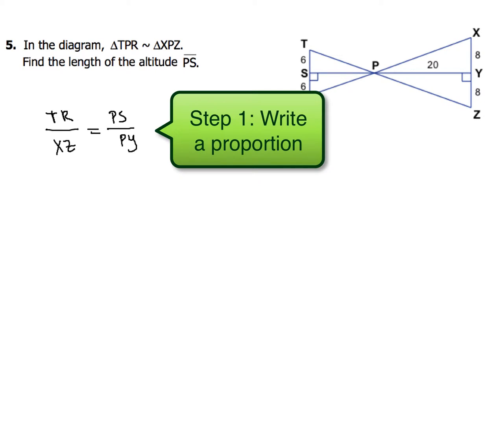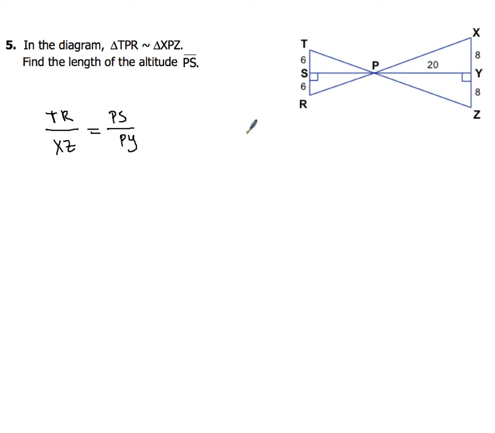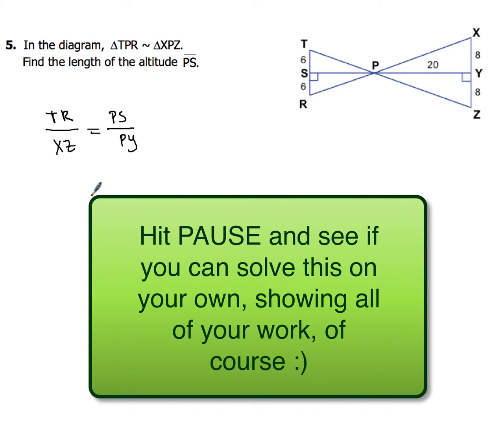Now here's the proportion I'm going to set up for this problem. Because we're told that the two triangles are similar, I'm going to set that up like that. And then it's just a matter of substituting in the values and solving for the unknown. Now the unknown, in this case PS, just go ahead and let that equal x. So set up your proportion and then solve it to figure out the length of the altitude PS.